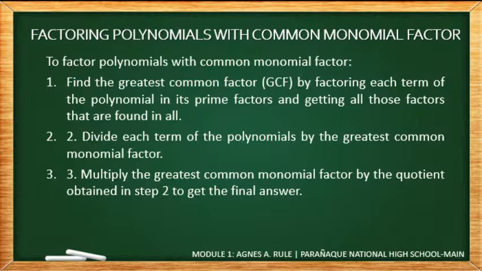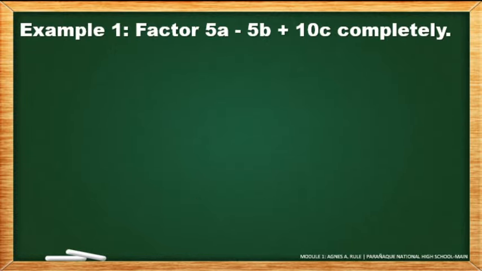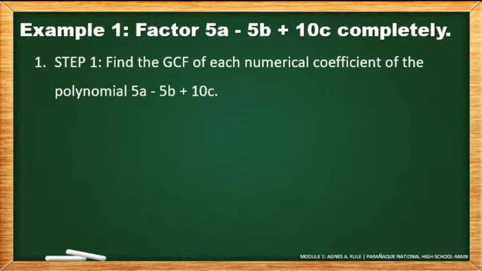Tignan natin kung paano nangyayari yung tatlong steps. So, example, factor 5a minus 5b plus 10c completely. So, step number 1. Find the GCF of each numerical coefficient of the polynomial 5a minus 5b plus 10c. Once you see the numerical coefficients, it's a number factor of each term. Yun lang ang GCF niya.